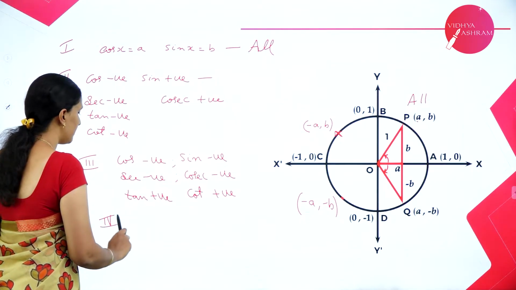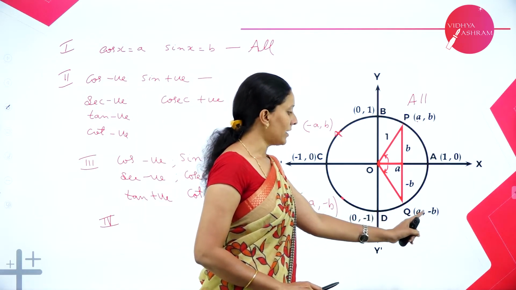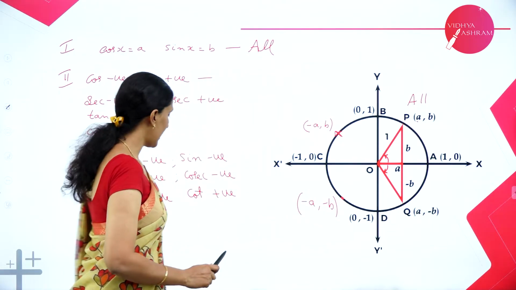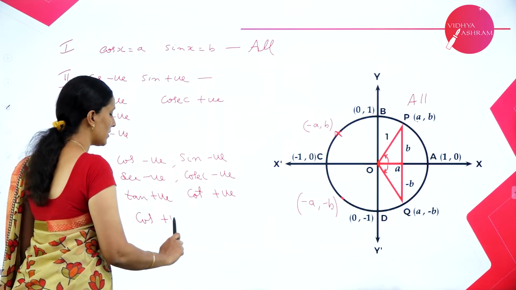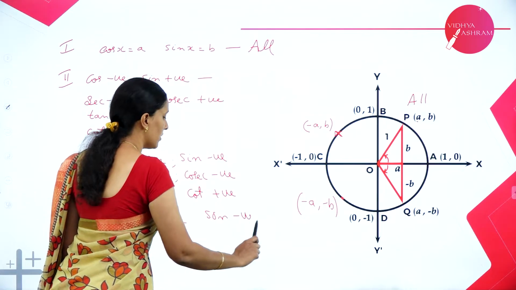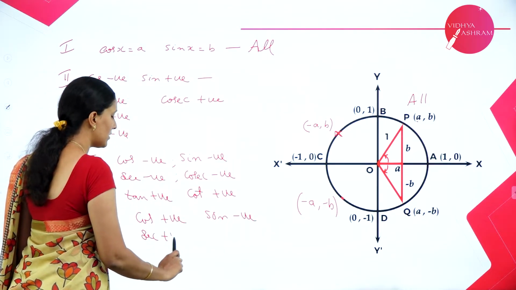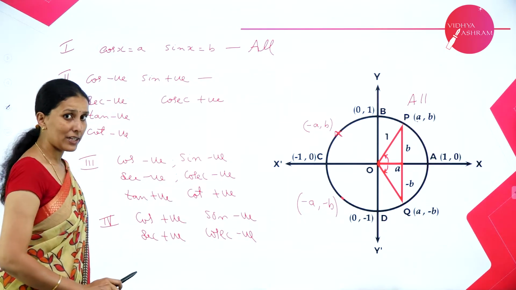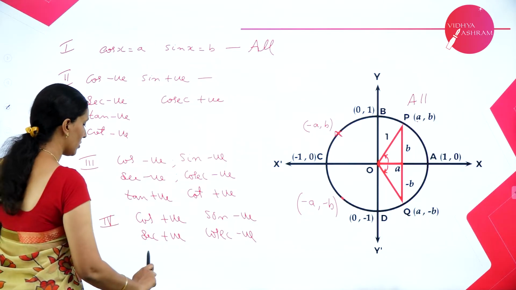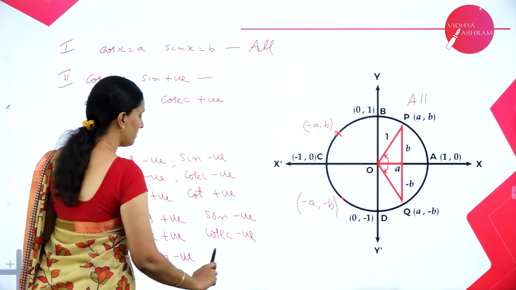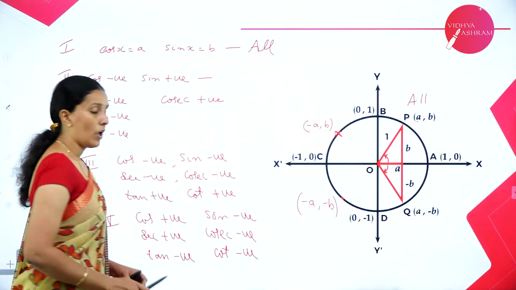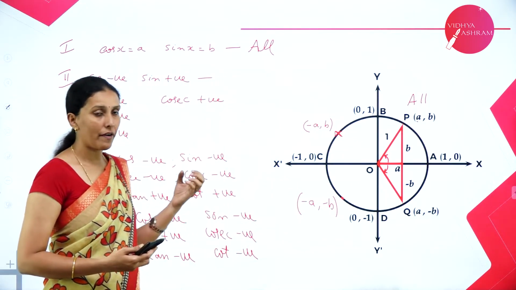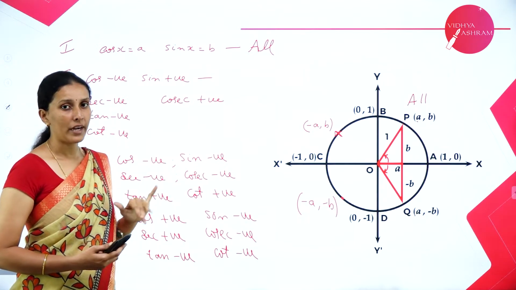Now in the fourth quadrant, we have a comma minus b. We know that a is positive, that means cos is positive. Minus b means sine is negative. So here we have cos positive and sine negative. This implies secant is positive, cosecant is negative. If any one of these two functions is negative, the ratio of tan and cot is also negative. So therefore tan is negative, cot is negative. Depending on which quadrant the point lies in, the trigonometric function changes its positive or negative value.